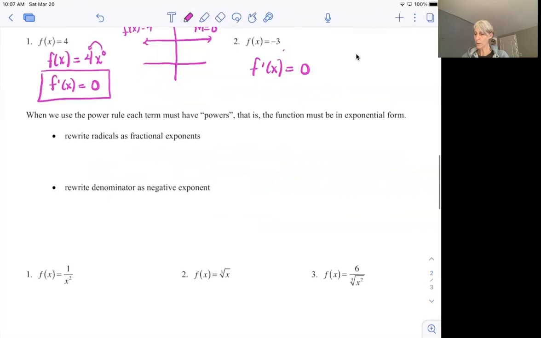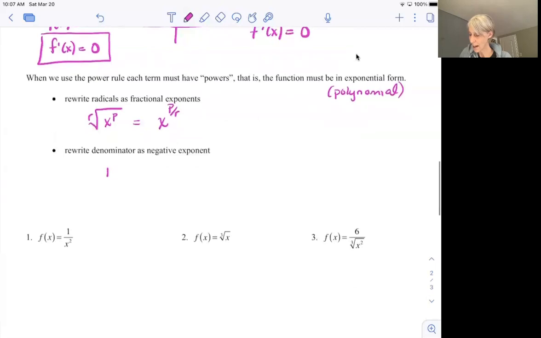When we use the power rule, each term must have powers. That is, the function must be in exponential form. Some books will call this polynomial form. So we want to rewrite radicals as fraction exponents. So remember our exponent law, the r-th root of x to the p power. We also have to rewrite the denominator. Let's say we have a power in the denominator. That's going to become x to the negative m.